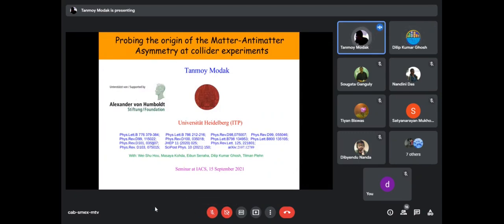Yes. Okay. So these are the works that I have done in the last 3 years, and mostly related to baryogenesis or matter-antimatter asymmetry of the universe. I interchangeably use matter-antimatter asymmetry, baryon asymmetry, or baryogenesis. And my collaborators are Professor Oishu Hao, who was my former boss, postdoc advisor. Masaya Koda, he was a postdoc when I arrived at Taiwan. Ibun Sena, he was also a postdoc, but now he's faculty in Vietnam. And Professor Dilip Ghosh and Professor Tilman Flynn, who is my current advisor.